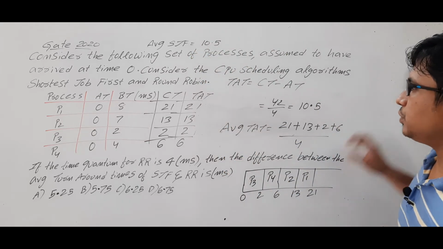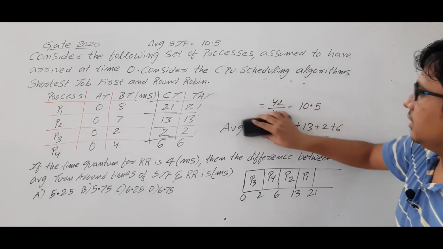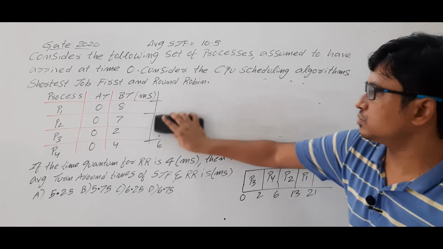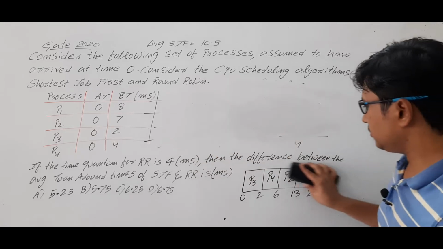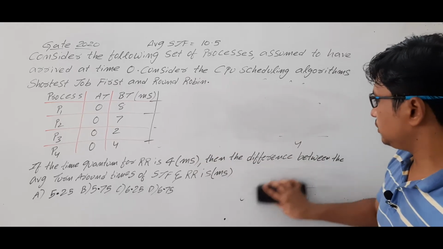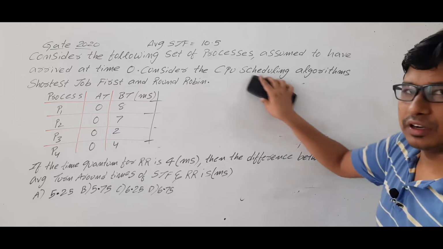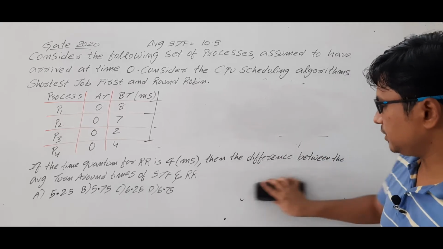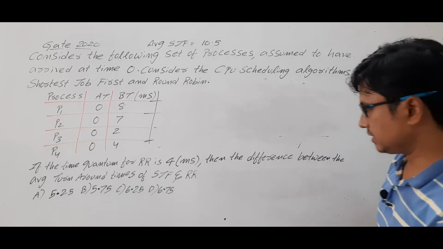Now we will compute the average turnaround time of the round robin scheduling algorithm. Let me erase this, and even this Gantt chart. Now we need to draw another Gantt chart for the round robin scheduling algorithm. Let me use this much space to do it.